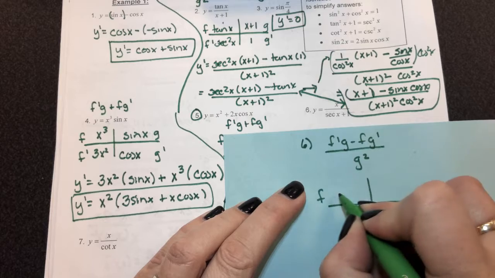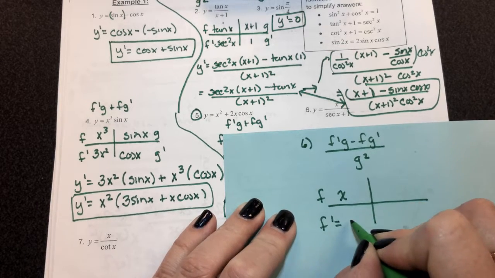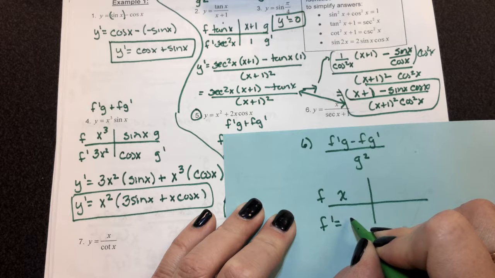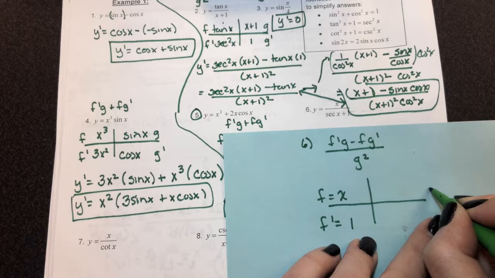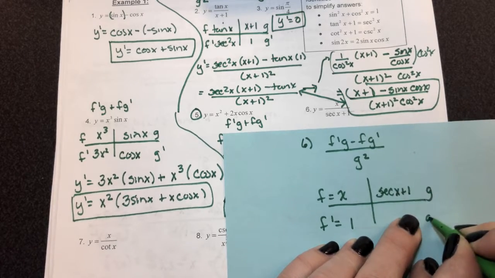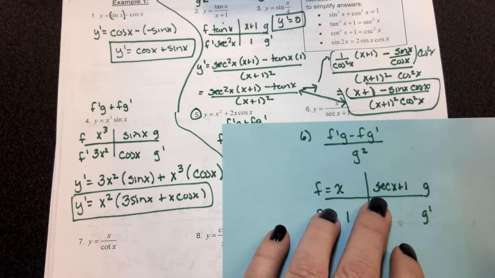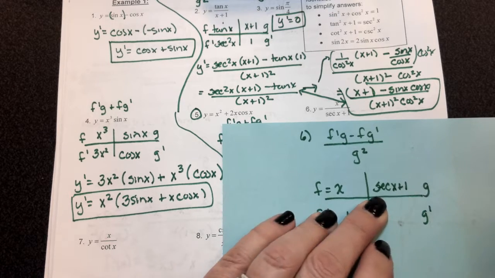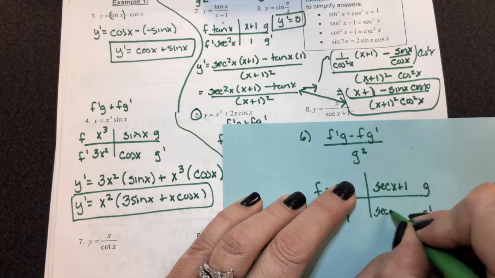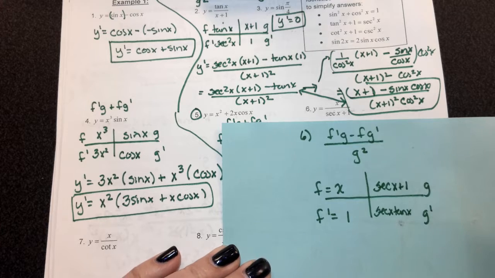Again, f is the numerator, x. So what is f prime going to be? F prime is just going to be what? The derivative of x is just 1. G is the denominator, which is secant x plus 1. So what is g prime going to be equivalent to? Well, what is the derivative of secant x? The derivative of secant x is secant x tan x. And the derivative of 1 is just 0.